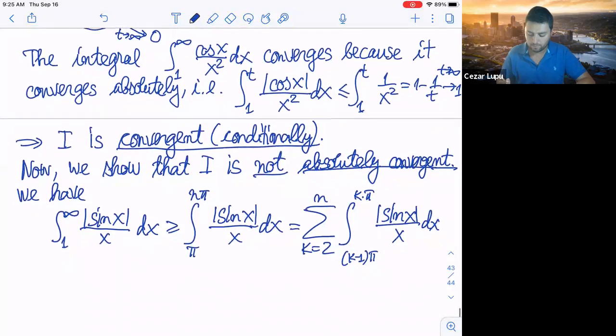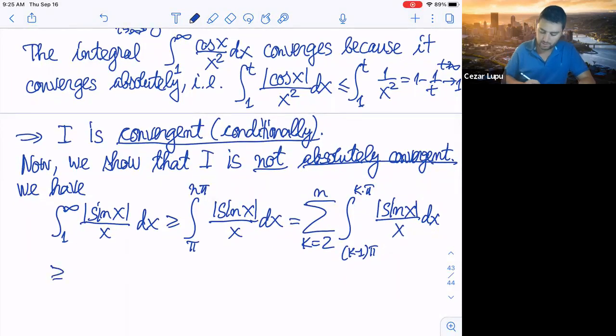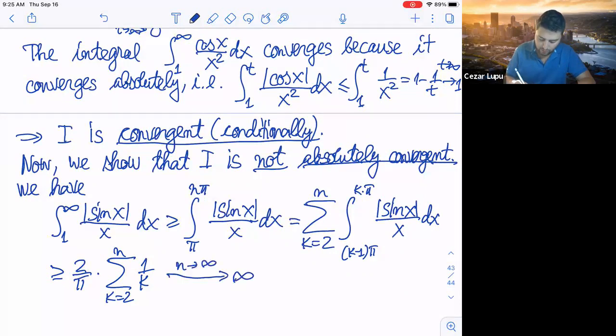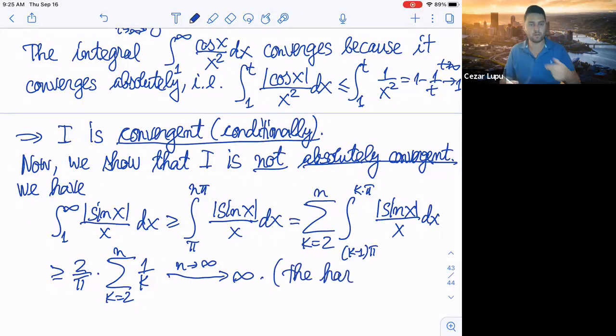And now we can say that this will be greater or equal than 2 over pi times, here you will have nothing else than basically the harmonic sum, which as n approaches infinity will diverge. It's almost the harmonic sum. It's missing the first term, but it doesn't really matter. It's just a constant, it's 1. So you can add and subtract 1, so there will be no problem with that.